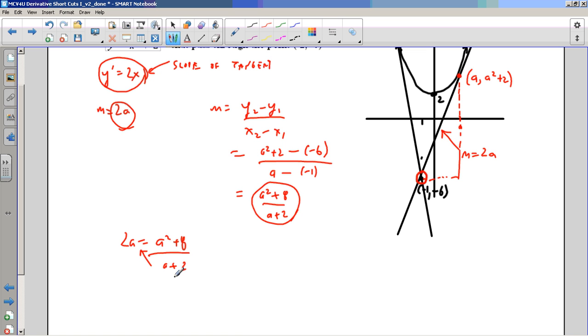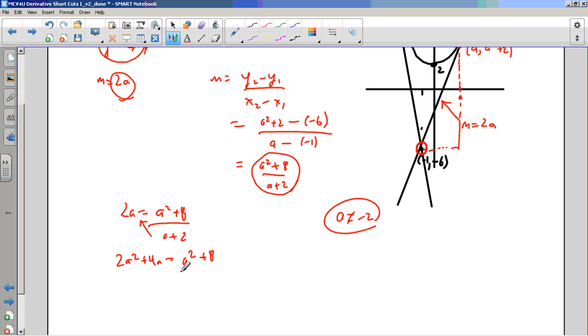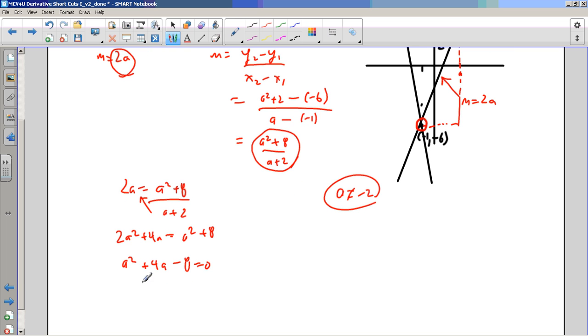And look what we got. A quadratic rational equation. Actually, A can't be -2. We see that. Why would that be? Oh, because then the bottom here would be 0. I hope I haven't made an arithmetic error, have I? No, it looks okay. And then I multiply, I get 2A squared plus 4A equals A squared plus 8. Now it's a quadratic equation. A squared plus 4A minus 8 equals 0. Factor.